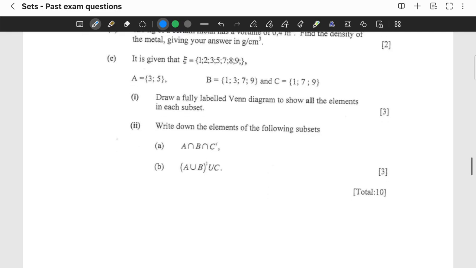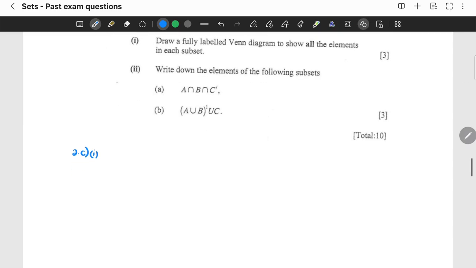It says, it is given that the universal set contains 1, 2, 3, 5, 7, 8, and 9. A contains 3 and 5, B contains 1, 3, 7, and 9, and C contains 1, 7, and 9. Draw a fully labeled Venn diagram to show all the elements in each subset. So that's going to be number 2, part C. First one is drawing the Venn diagram.